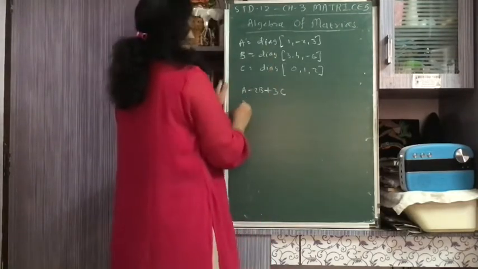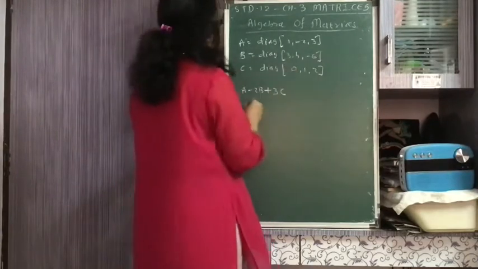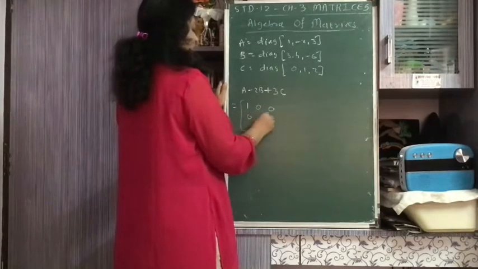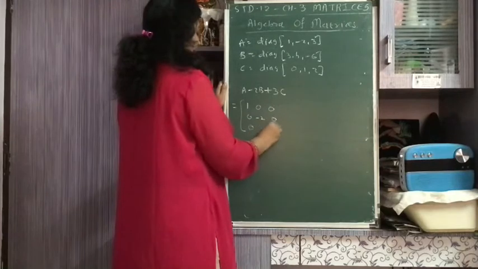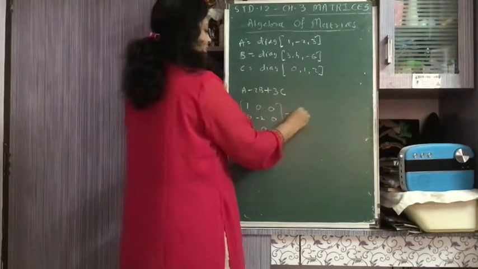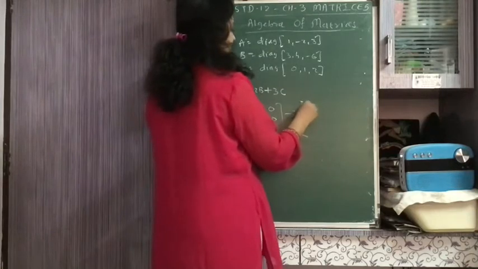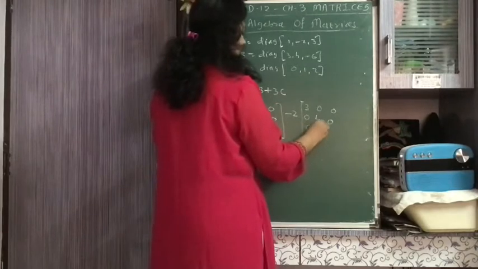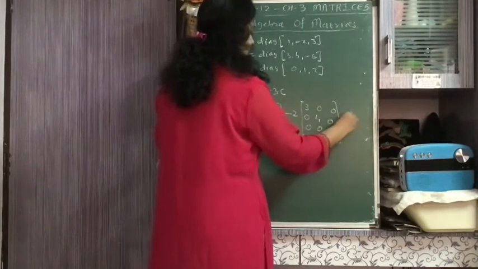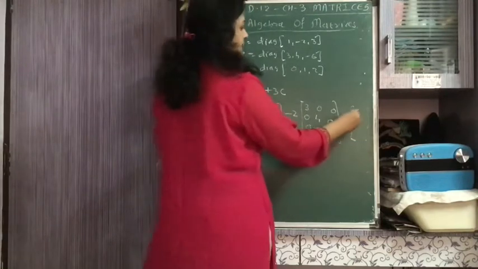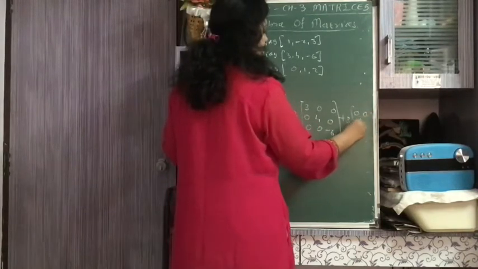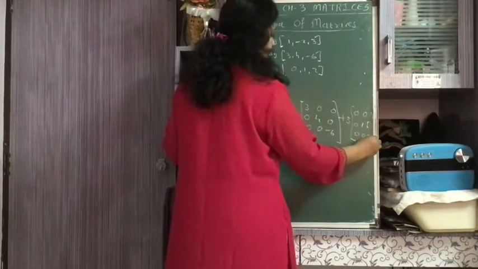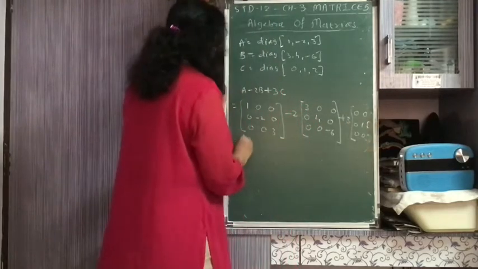So student, as this is a diagonal matrix of order 3 by 3, it can be written in the expanded form as 1 0 0, 0 minus 2 0 and 0 0 3. This is minus 2. B can be written as 3 0 0, 0 4 0 and 0 0 minus 6, plus 3. C can be written as 0 0 0, 0 1 0 and 0 0 2. So I write A as it is.